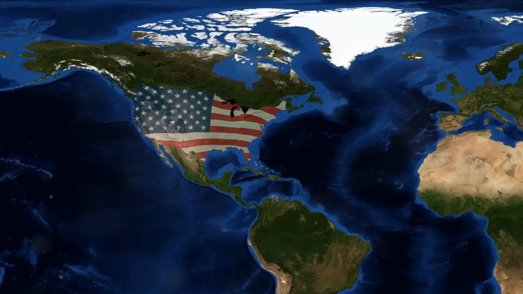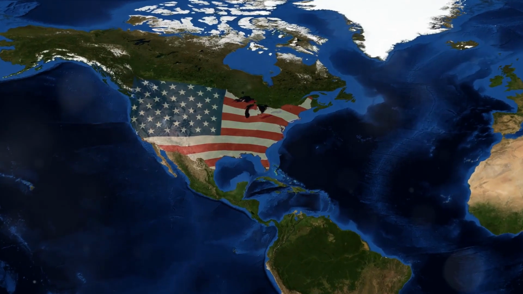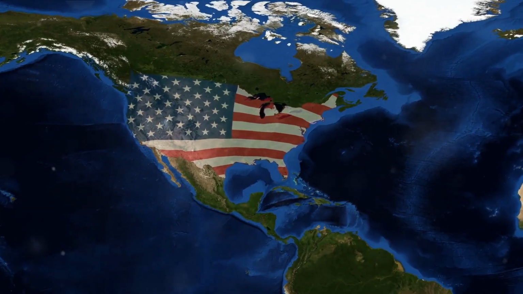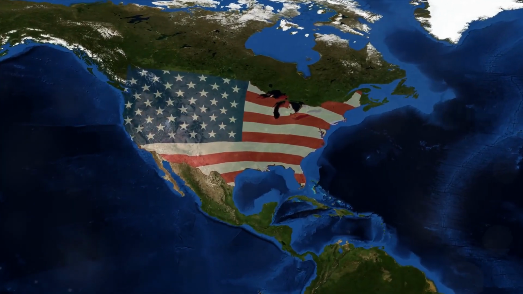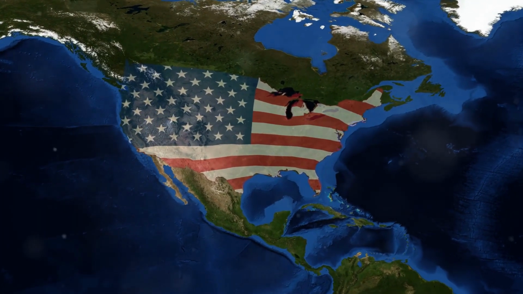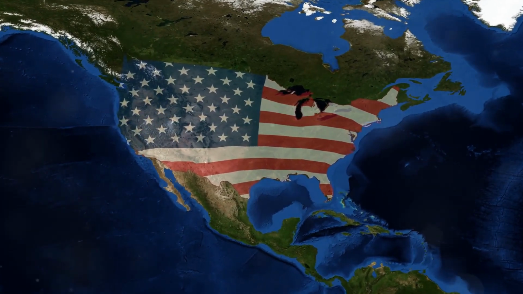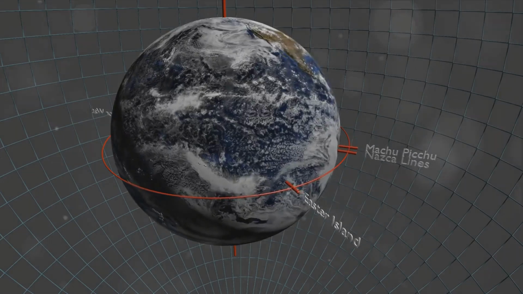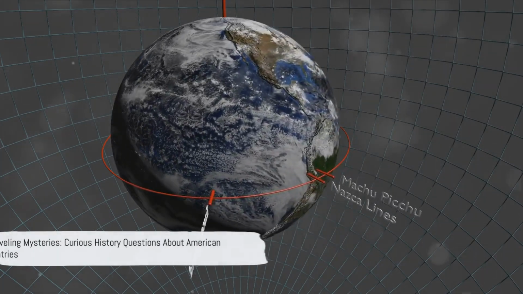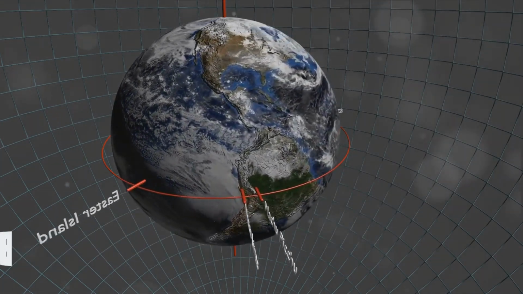And then there's the mystery of the Mayan civilization's sudden collapse. Despite their notable advancements in astronomy, mathematics, and architecture, this civilization abruptly dwindled. What could have led to their downfall? These historical puzzles add a layer of intrigue to the history of American countries. They remind us that history is not just a timeline of events, but a treasure trove of mysteries waiting to be unearthed. The clues are out there, waiting for the curious minds to piece them together.